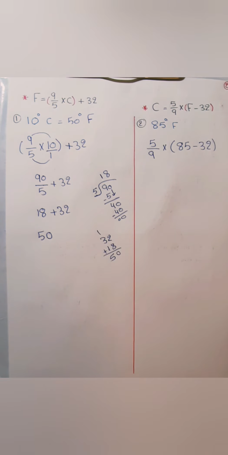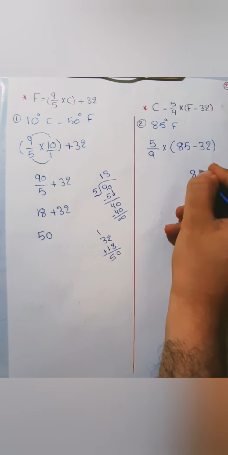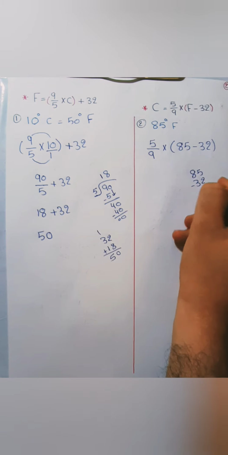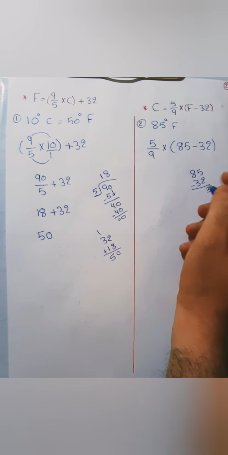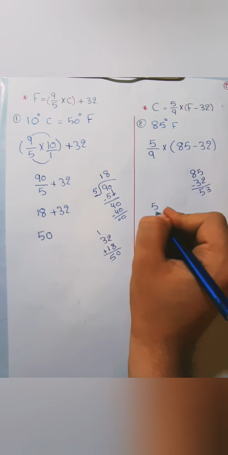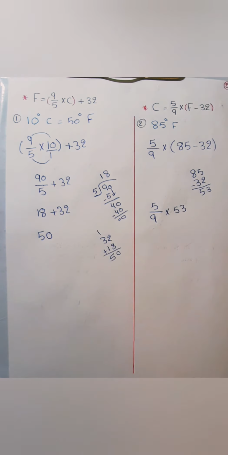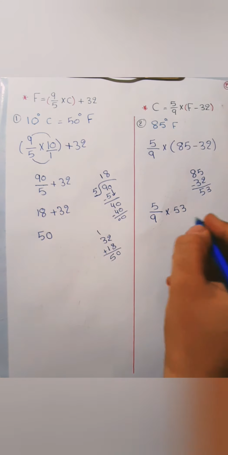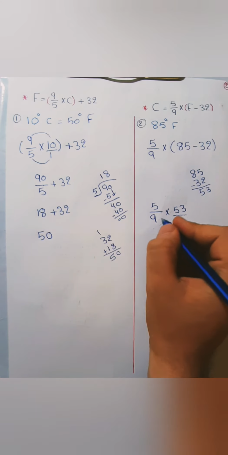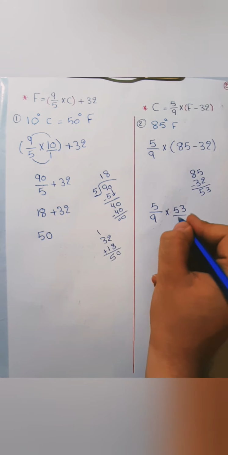First step, you have to solve the operation inside the parentheses. 85 minus 32. 5 minus 2 equal to 3. 8 minus 3 equal to 5. Now we have 5 out of 9 times 53. We have a fraction and whole number. We have to change this whole number to a fraction and then multiply numerator by numerator, denominator by denominator.